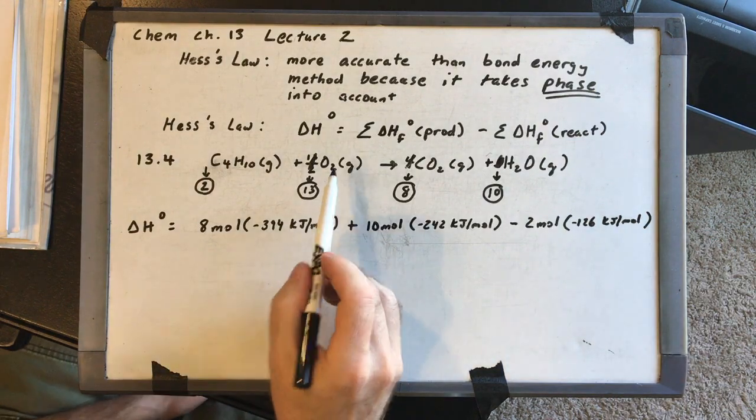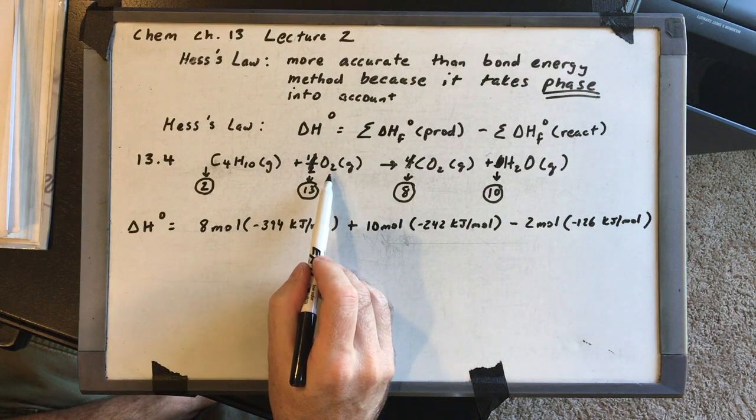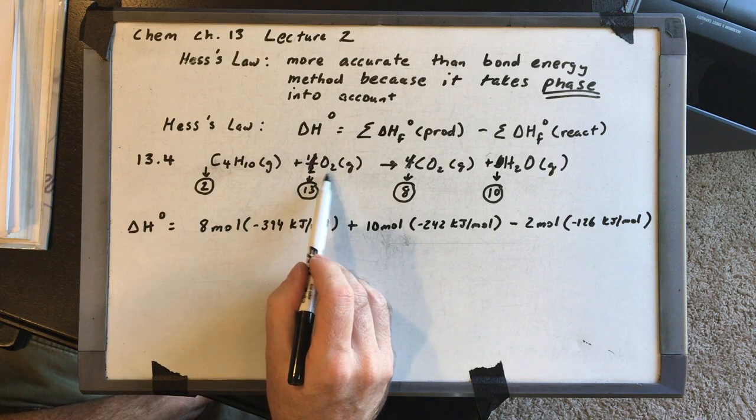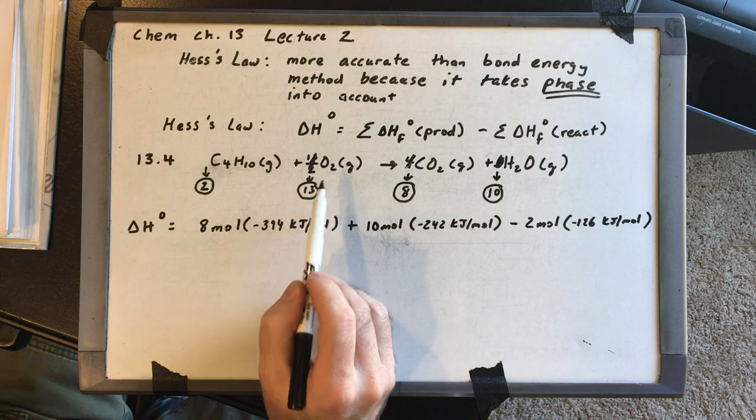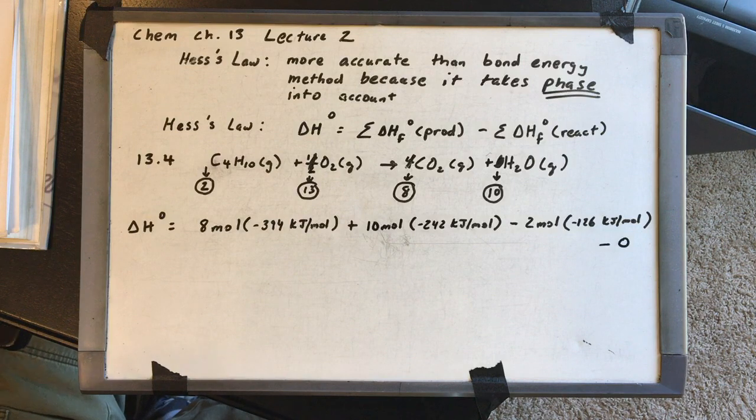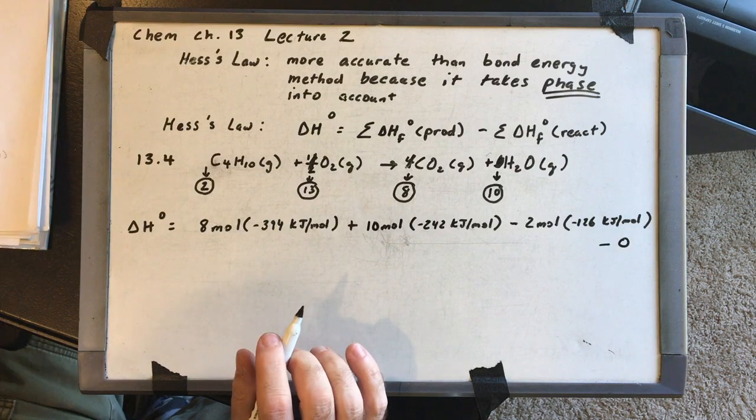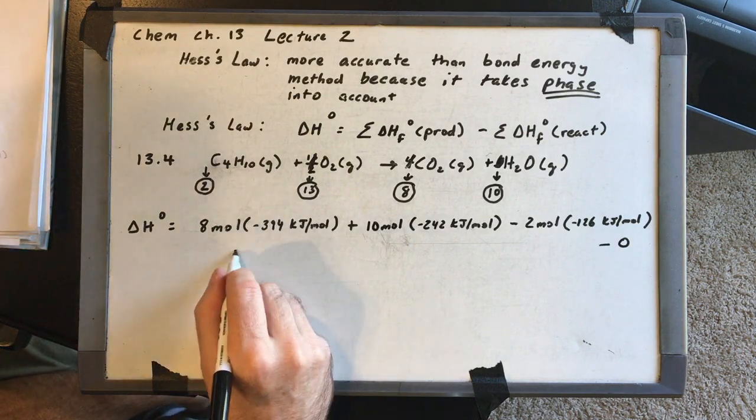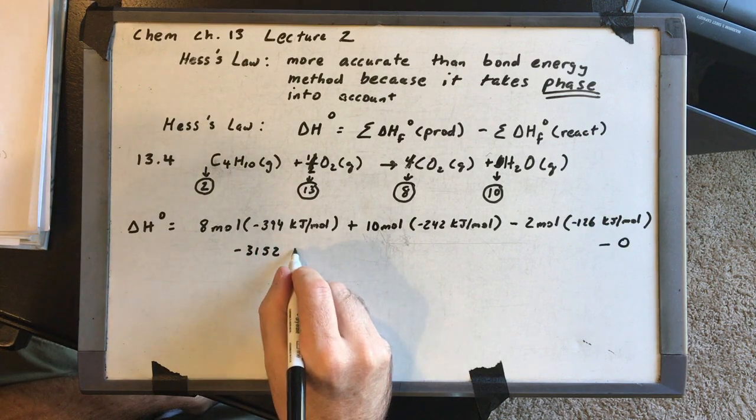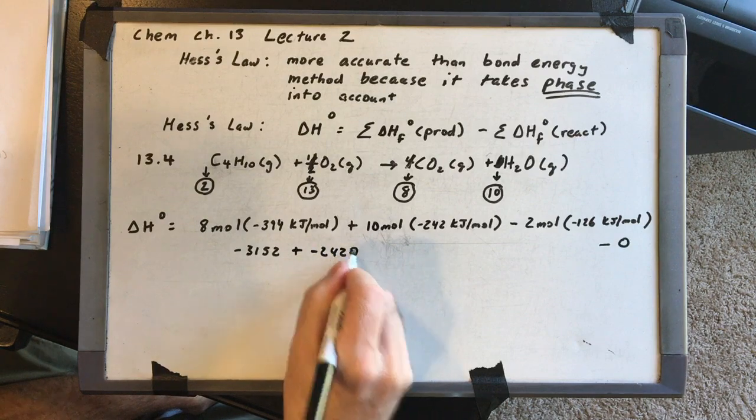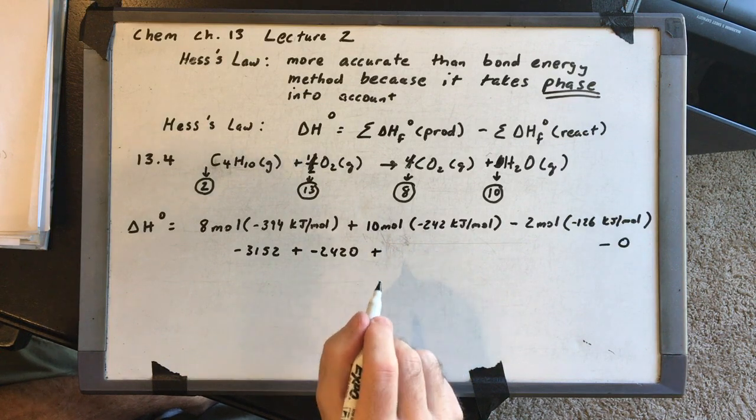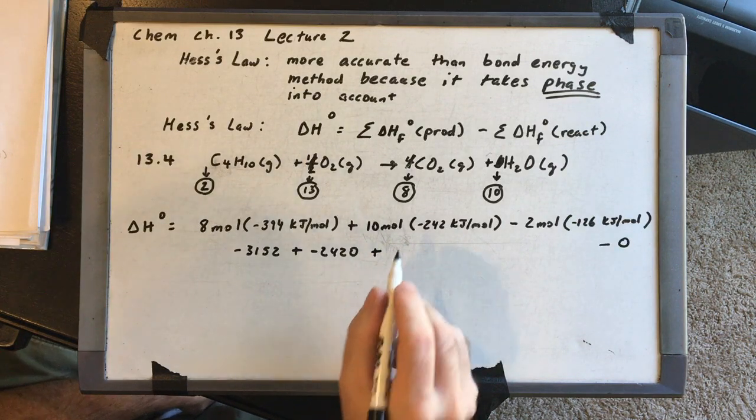And then you'll see O2 is not in the table. That's because the enthalpy of an element in its natural state, a single element in its natural state, is 0. So that's just for oxygen minus 0. All right, so you can work along in your calculator, but that's going to be negative 3152 for 8 times negative 394 plus negative 2420. That's 10 times negative 242. And then minus minus makes a plus, and that will be 252.